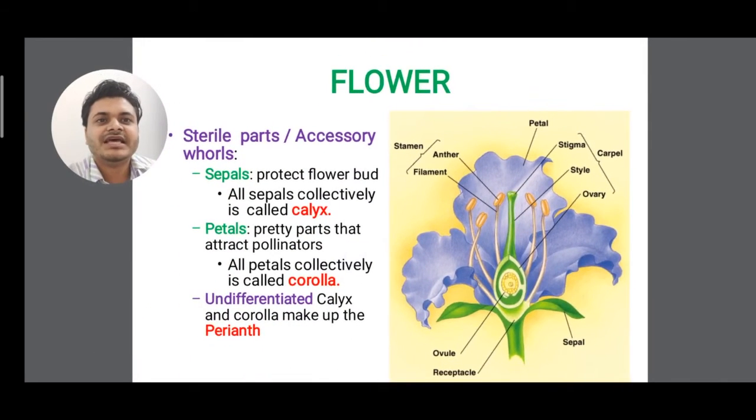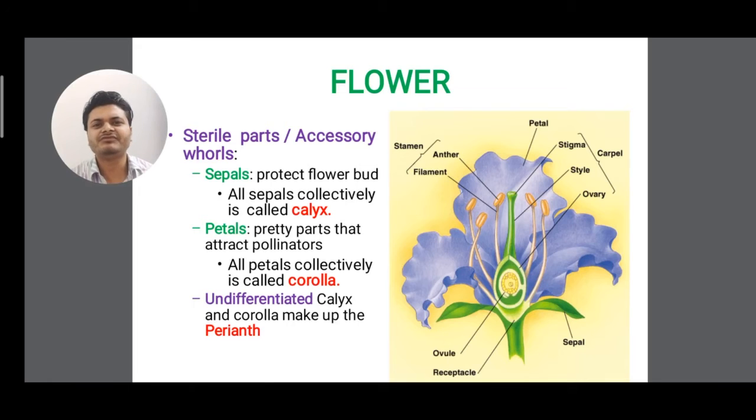Now flower has accessory whorls, that is the sterile part, as I have said, sepals. Clear? So it protects the flower bud. All sepals collectively form the calyx, as I have said. Next, petals, pretty parts, that means the coloring part, the attractive part by which the insects will come to take the honey, isn't it? And pollination will take place. So petals are used for attraction of insects for pollination, and all petals are collectively called corolla. One more terminology you have to learn, that is perianth. What is perianth? The undifferentiated calyx and corolla form the perianth.